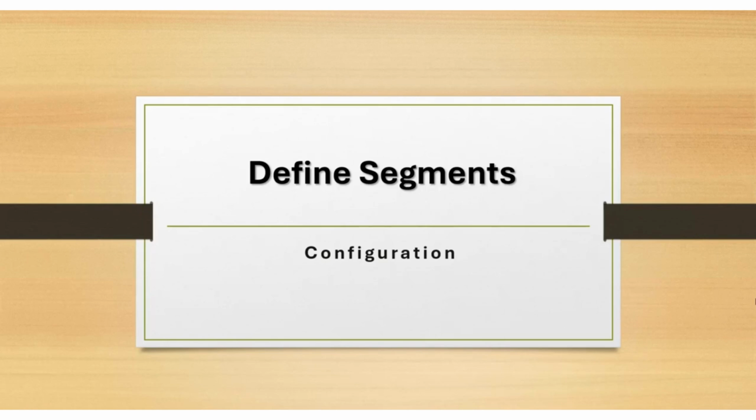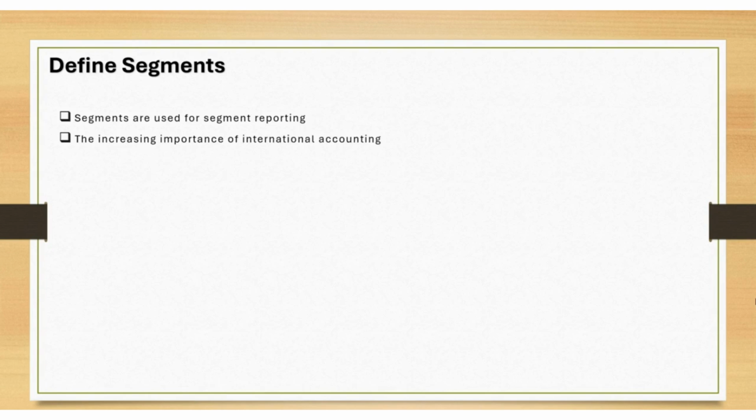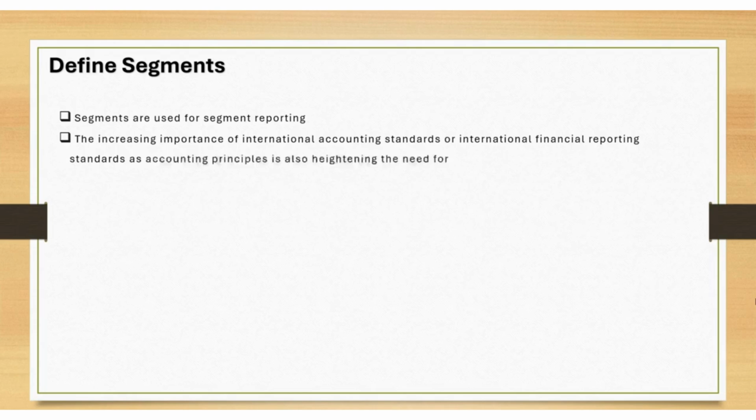Define segment. In the previous section, I mentioned document splitting. Why do we need document splitting? We need document splitting because of segment reporting. Segments are used for segment reporting, and the increasing importance of IAS or IFRS accounting principles is also heightening the need for improved quality and modeling of segment reporting.